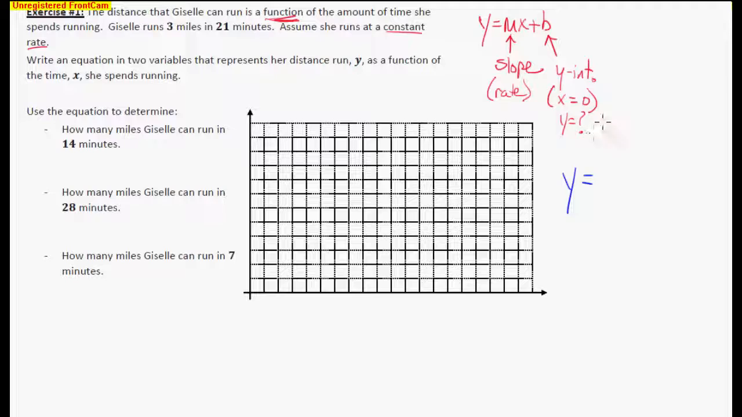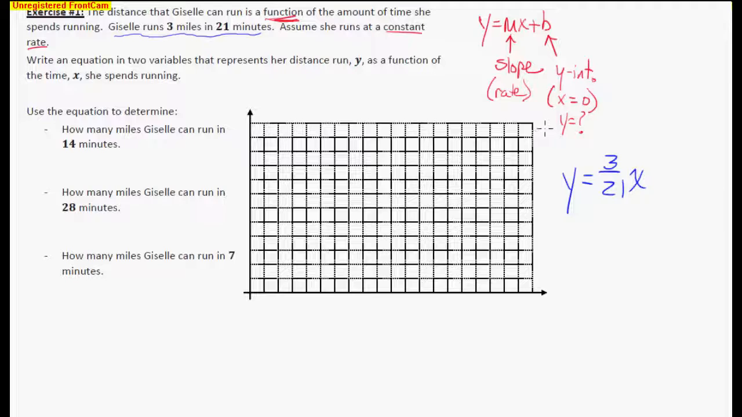y equals, and what is my constant rate? Well, my constant rate is right there. All right, 3 miles in 21 minutes. So we always put the time on the bottom. So that's going to be 3 over 21. And my x is still going to be there. Now, what is my y-intercept?